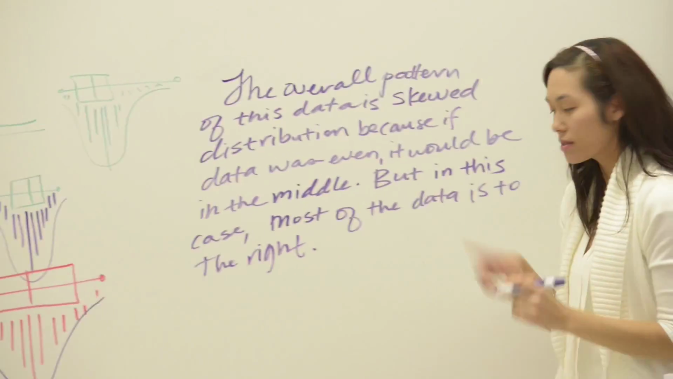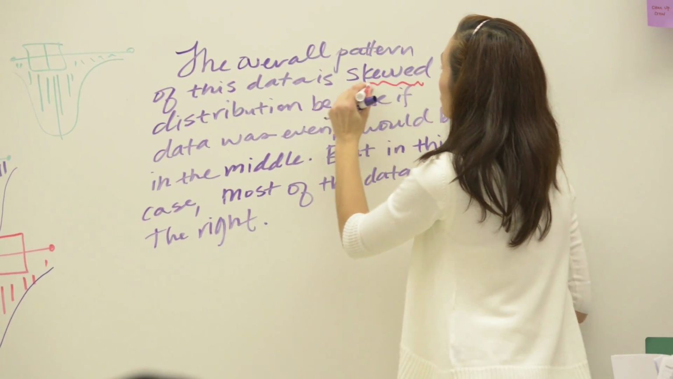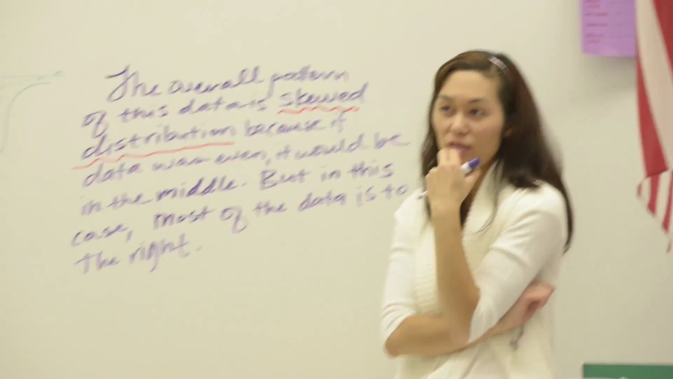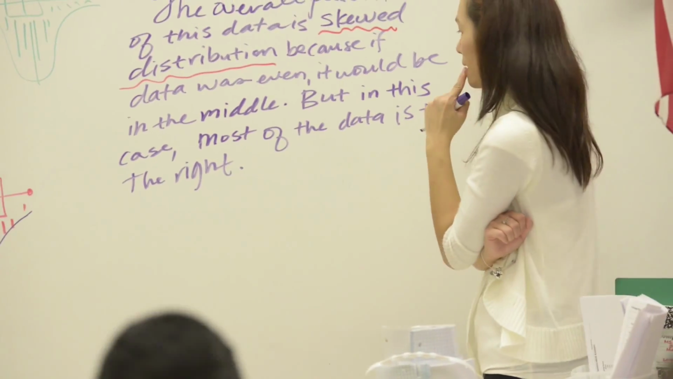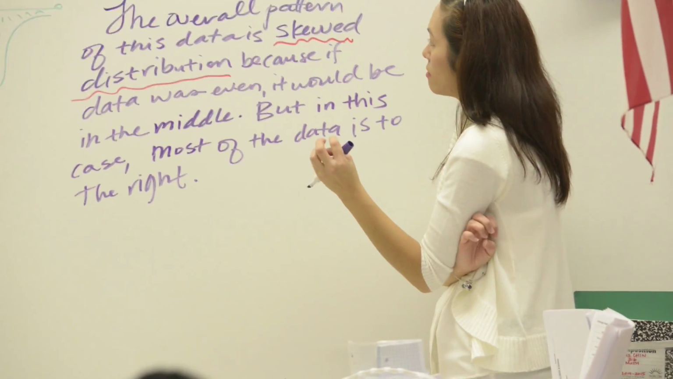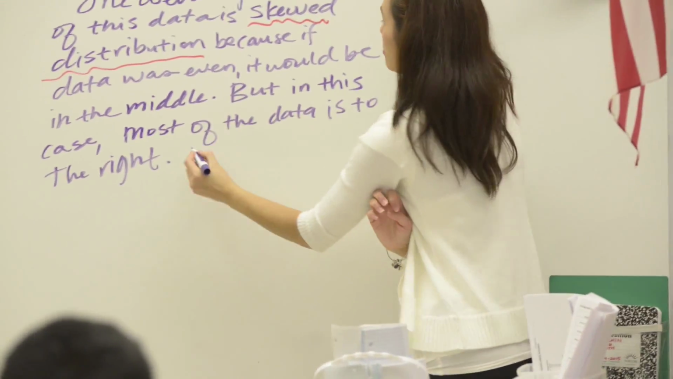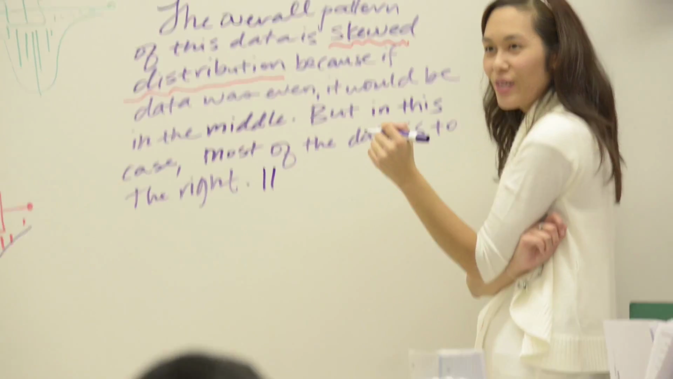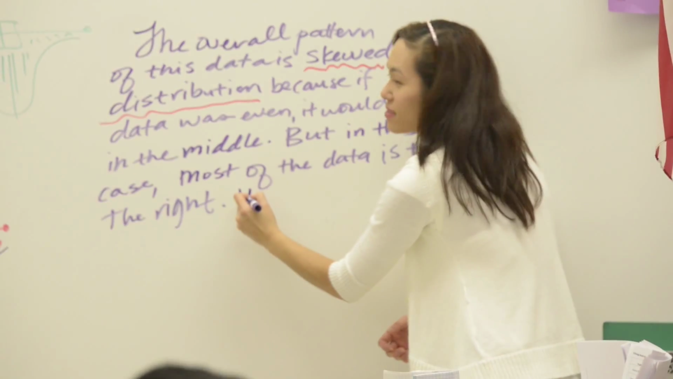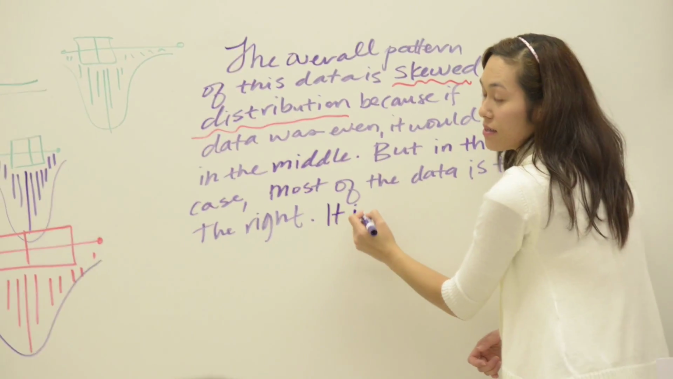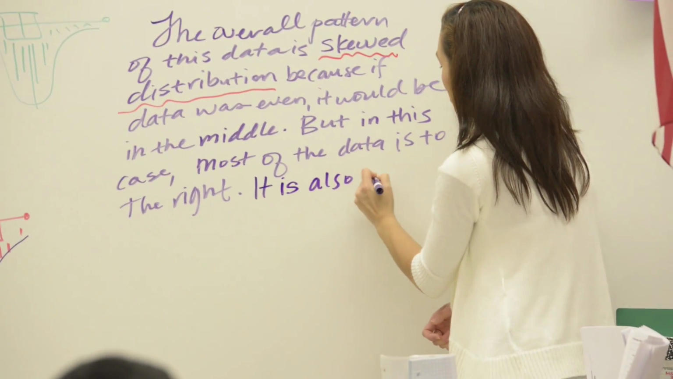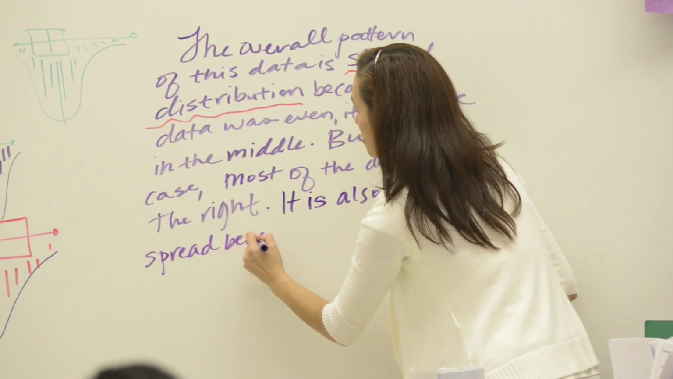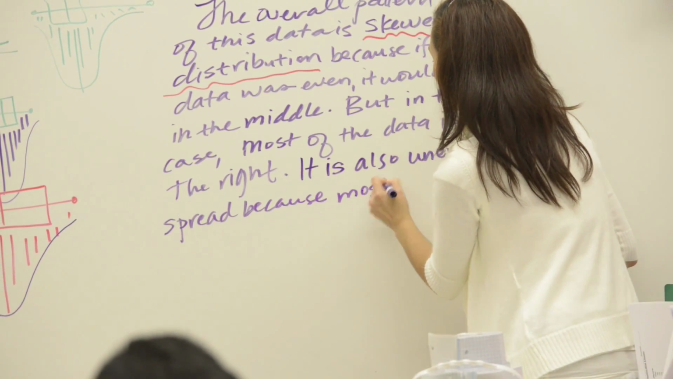Can anybody else add to this? So I'm going to highlight the words that we use. Skewed distribution, okay? We still need more words and we still need numbers. The overall pattern of this data is unevenly spread. So are you adding to it or do you want me to rewrite the whole thing? Add to it. Oh, add to it, okay. So it what? It is also unevenly spread because most of the data is in a different part and there's a little bit of data in a different part.